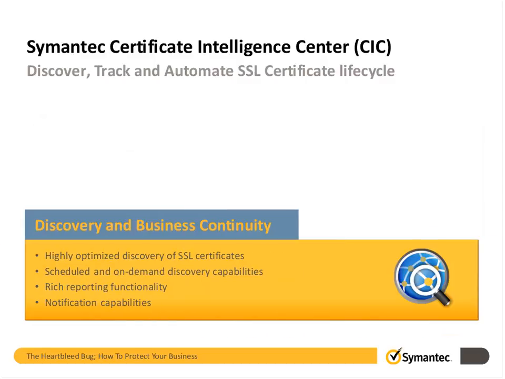Okay, somewhat related to SSL, but again, the idea of how to detect Heartbleed and tools that you can use. A third method of Heartbleed vulnerability detection is to use tools which discover SSL certificates themselves, and in the process detect whether OpenSSL is actually in use on those servers where those certificates reside. We have a product called Certificate Intelligence Center, which does exactly that.